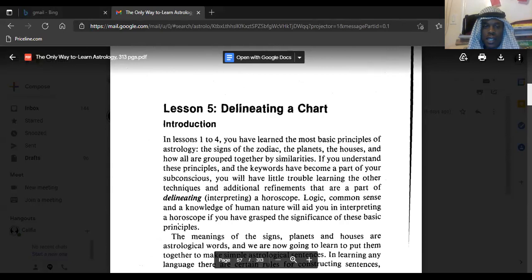Introduction. In lessons 1 to 4, you have learned the most basic principles of astrology: the signs of the zodiac, the planets, the houses, and how all are grouped together by similarities. If you understand these principles and the key words have become a part of your subconscious, you will have little trouble learning the other techniques and additional refinements that are a part of delineating or interpreting a horoscope.